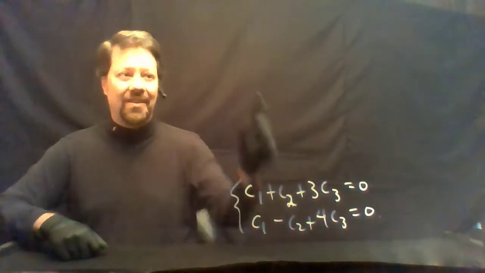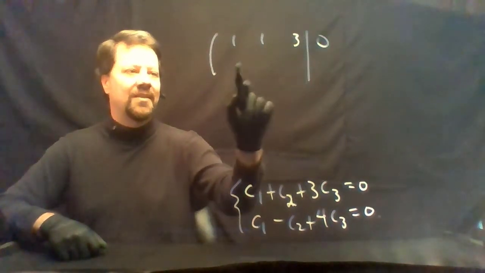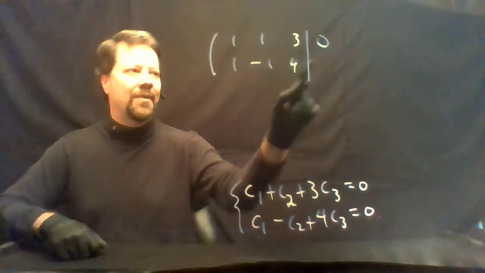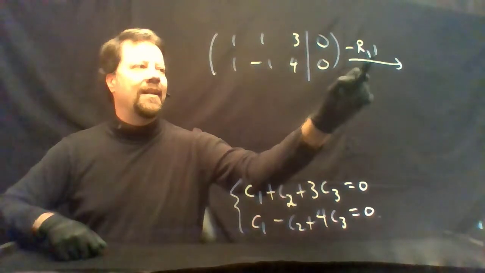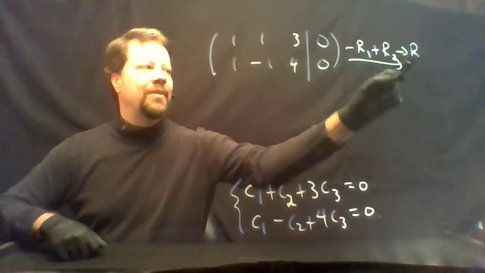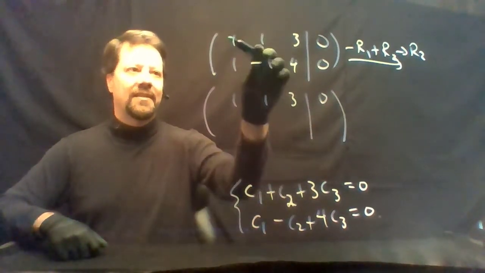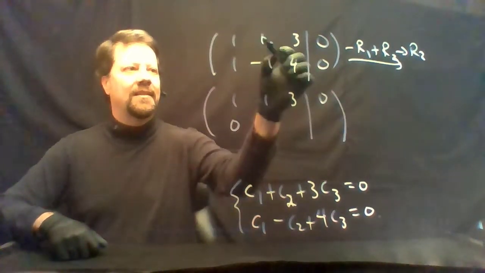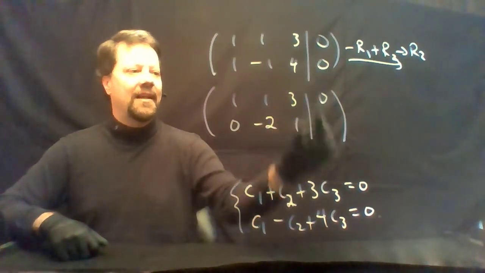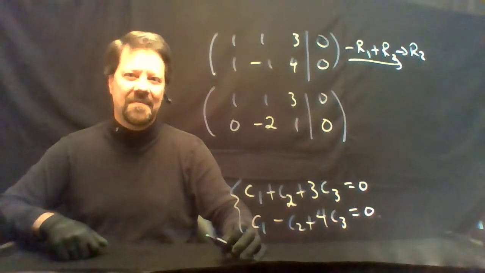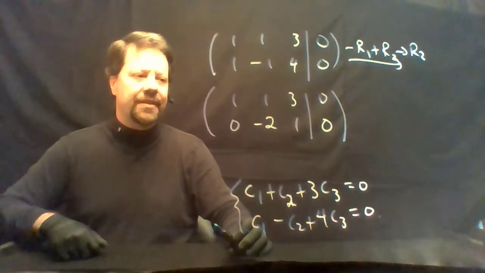Let's solve this using an augmented array. We'll have 1, 1, 3, 0. 1, -1, 4, 0. We'll take negative row 1 and add to row 2, yielding a new row 2. That leaves the first row alone. Negative 1 times this plus this, negative 1 times this plus this, negative 1 times this plus this, and negative 1 times this plus this. You can see then, it looks like we will get some non-trivial solutions.